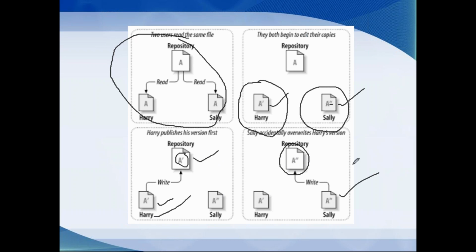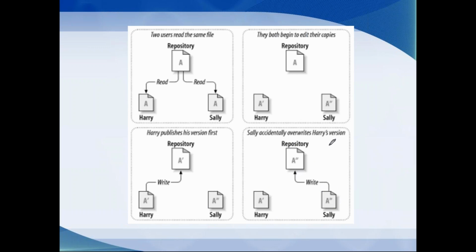You know that. Let me explain again. Both people took a copy of the same file from the repository and they made their own changes. First Harry wrote his changes to the repository file and later Sally wrote hers. Sorry, Harry's changes will be overwritten by Sally's changes. Right. So this is the normal scenario.